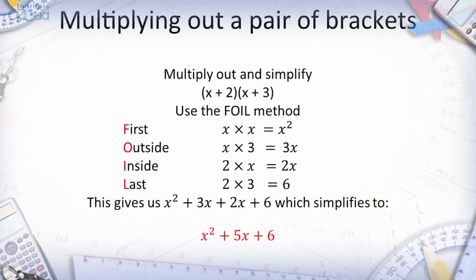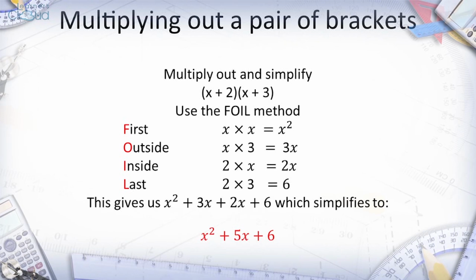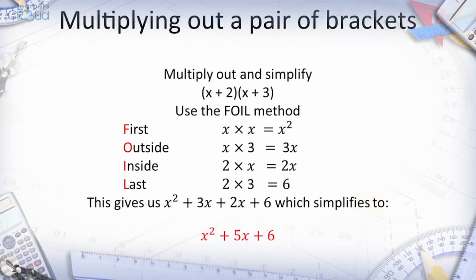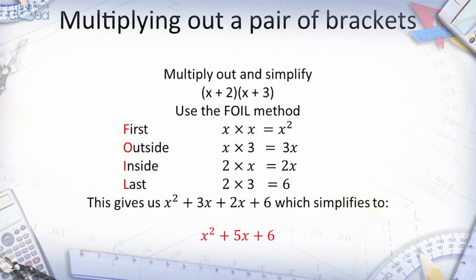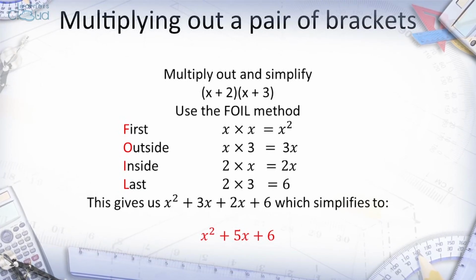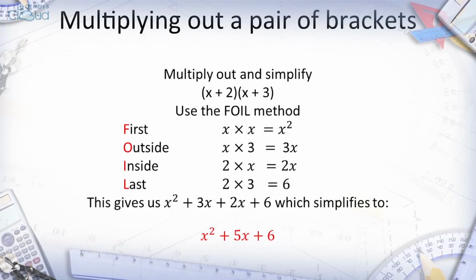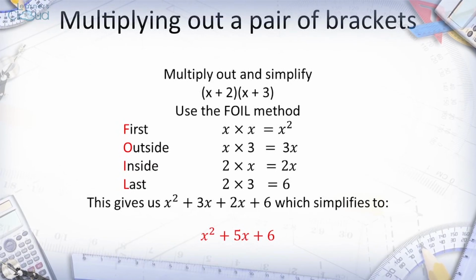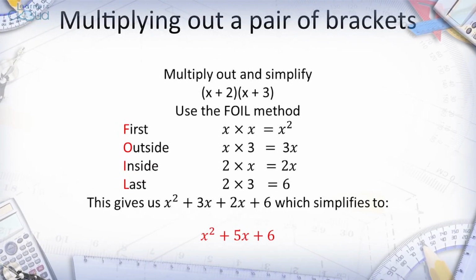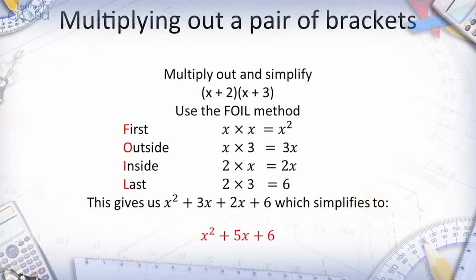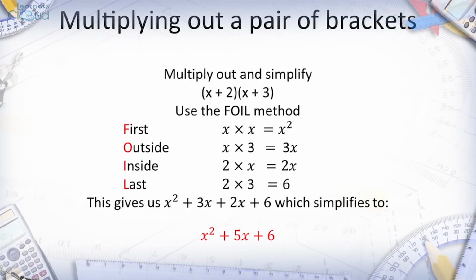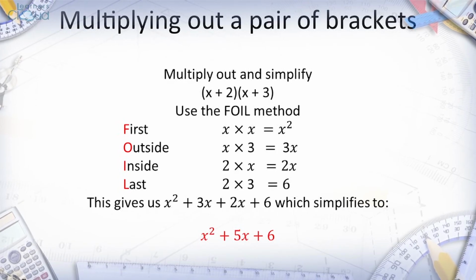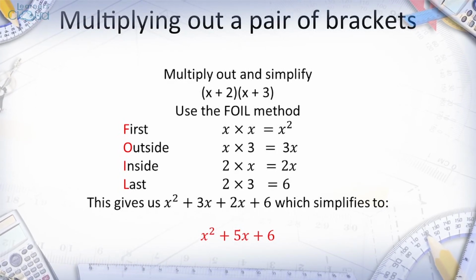And the FOIL each stand for a different multiplication within this calculation. F stands for the first, in which case it's the first term in each bracket, x times x, which gives us an answer of x squared. O stands for the outside terms, so in this case it would be x and the 3, multiplying them gives us 3x. The I stands for the inside terms, so those two terms that are next to each other in the middle. 2 times x gives us 2x. And L stands for the last terms in each bracket. In this case, 2 multiplied by 3, which gives us an answer of 6.